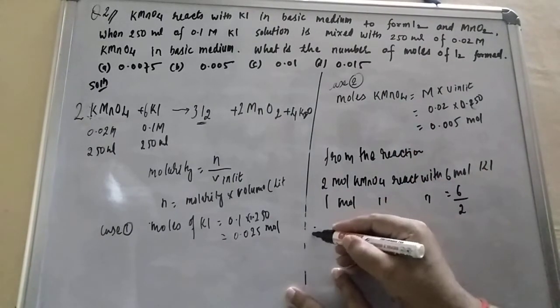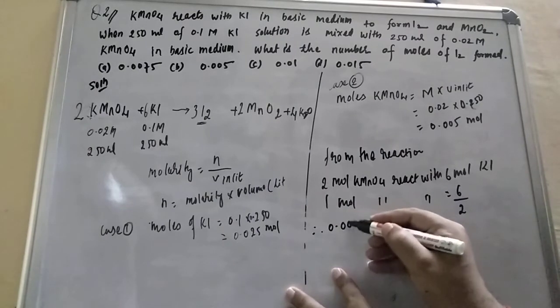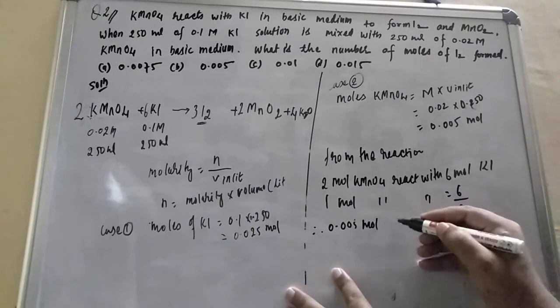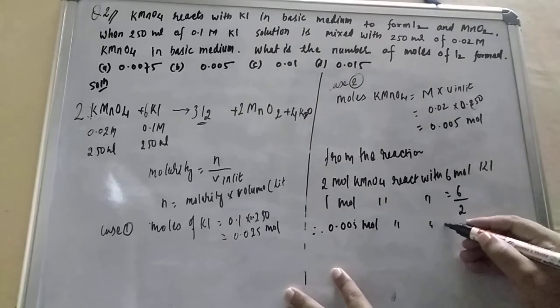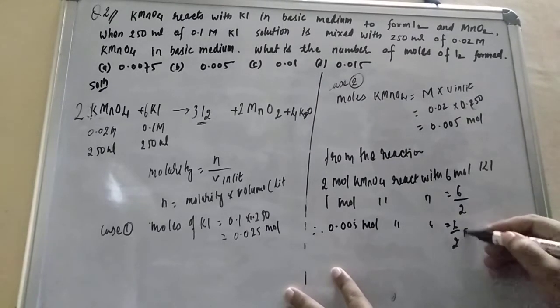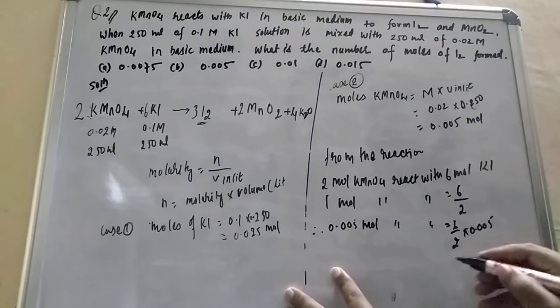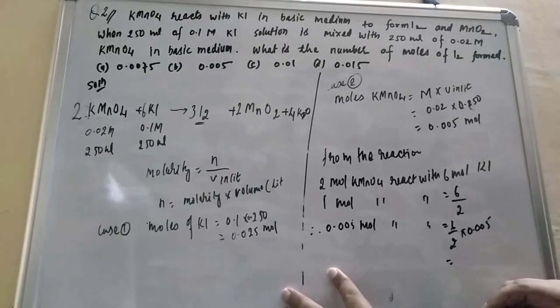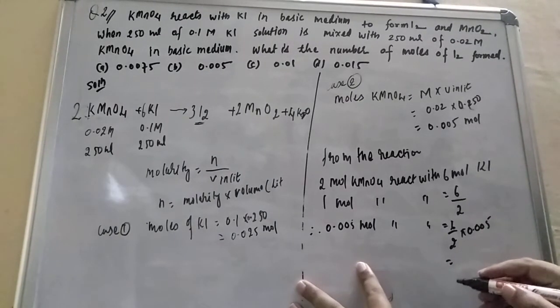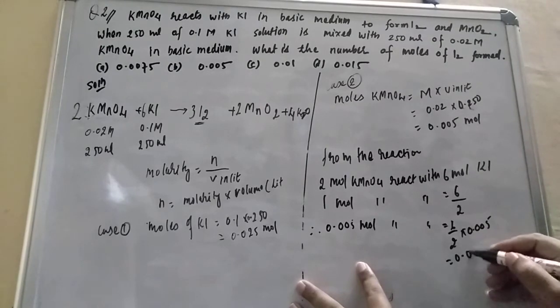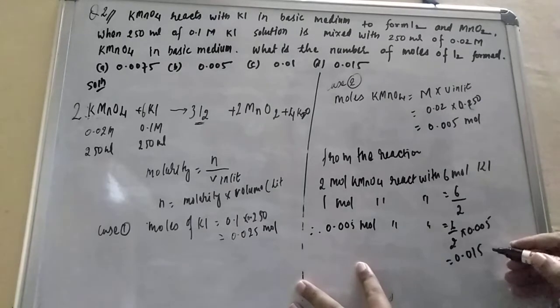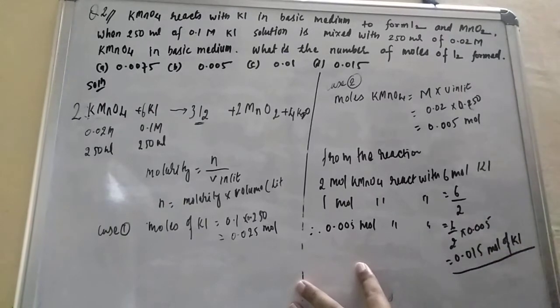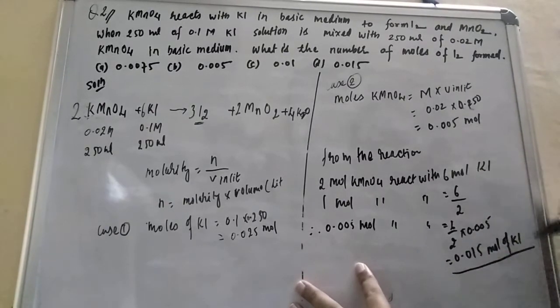0.005. Therefore, 0.005 mole KMnO4 reacts with, student, how much will come? 6 by 2 multiplied by 0.005. So how much value will come, student? It will come 0.015 mole of KI.